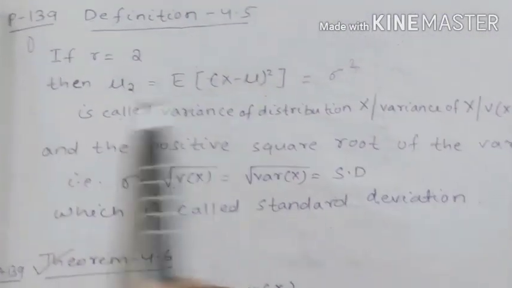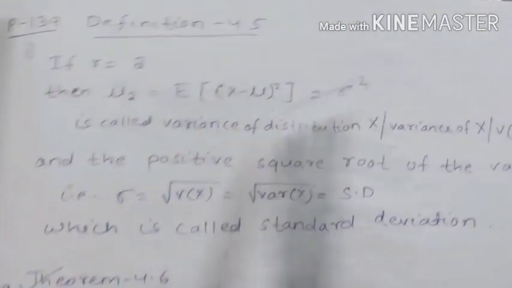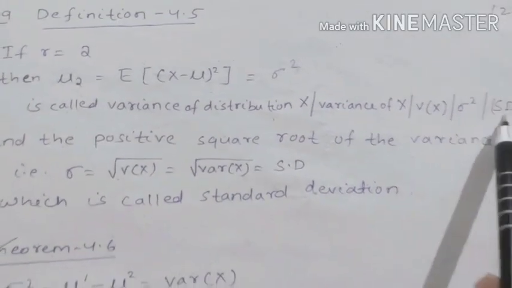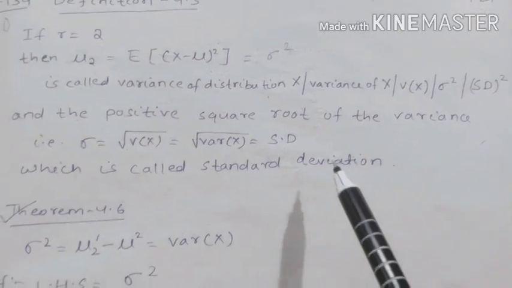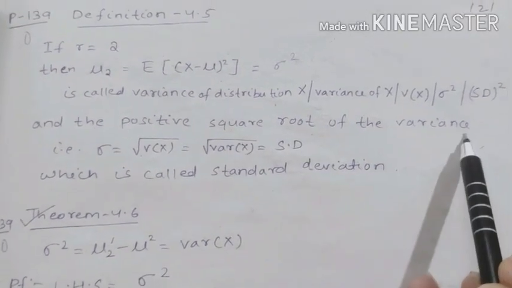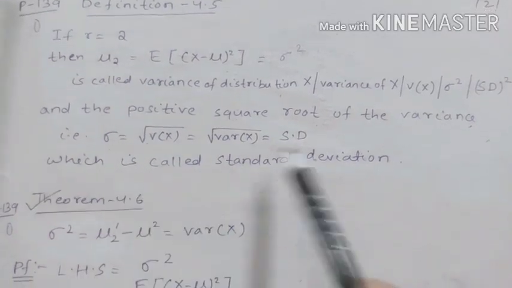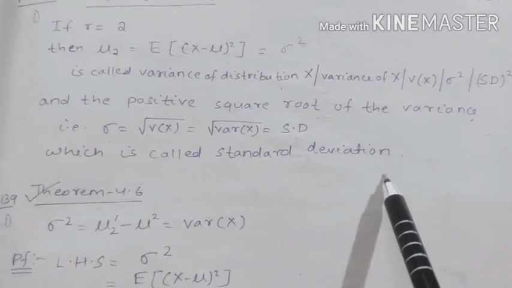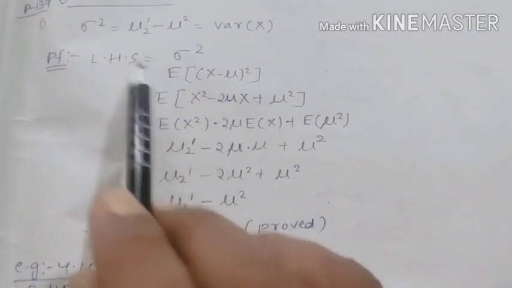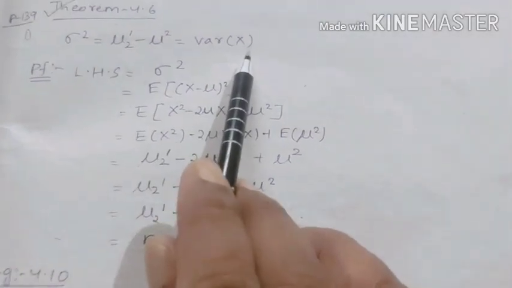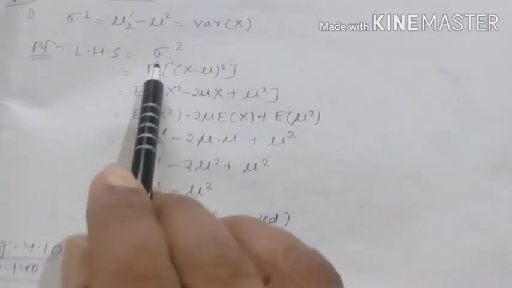Then r is 2. So mu 2 is equal to how much? The sigma square, the variance of the distribution, which can be written as V of X, or the standard deviation whole square, and so on. The positive square root of the variance, the formula already given in statistics, sigma, is called the standard deviation. Many theorems are there, but one theorem is very important: sigma square is equal to mu 2 dash minus mu square, which equals the variance of X. Suppose we take sigma square as the variance of X, that is the standard deviation square.